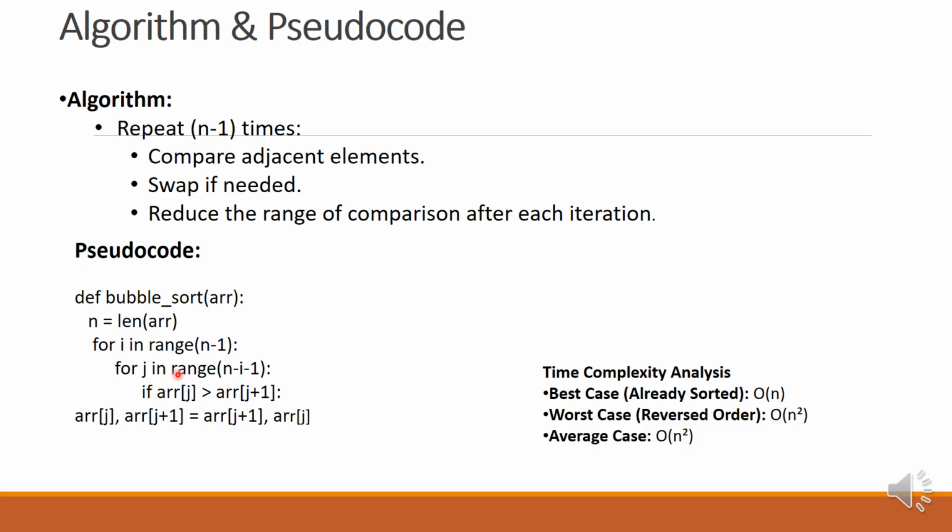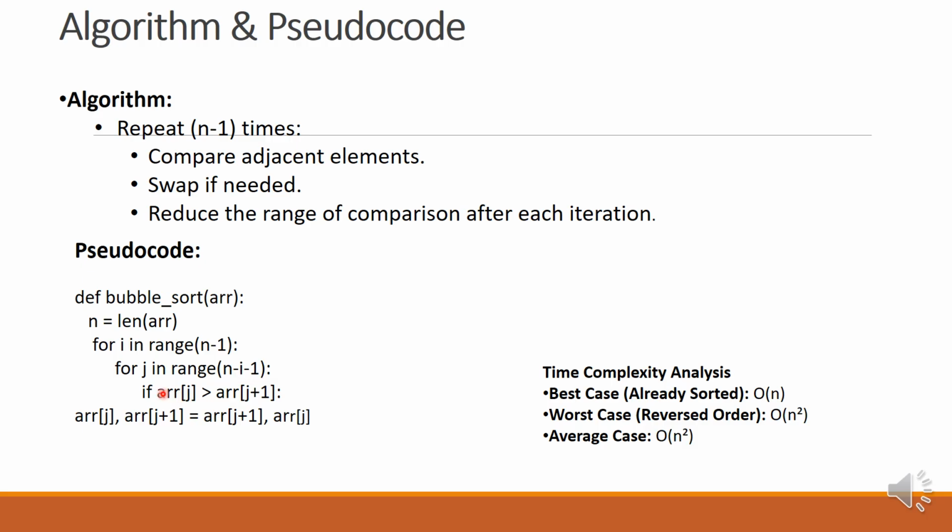Okay, j in range, where does j start? From the initial number. n minus i minus 1. What is n? The total number of elements. What is i initially? It is 0. So n minus 0 minus 1, 4 iterations for the first pass. We need to iterate and swap 4 numbers. So that is n minus i minus 1.